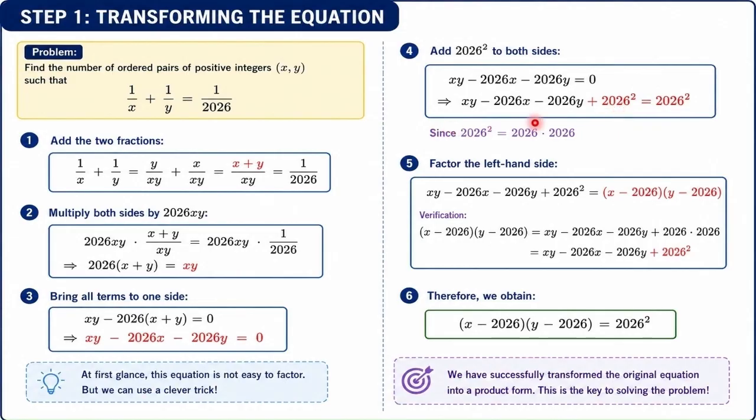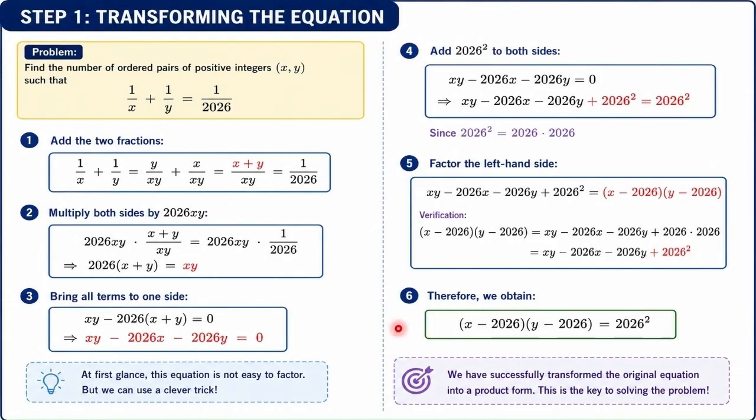Now something beautiful happens. The left-hand side becomes a perfect factorization. It can be written as (x minus 2026) times (y minus 2026) equals 2026 squared. This is the turning point of this solution. The original equation looked like a problem with fractions. Now it has become a product equation, and this new form is much easier to work with.